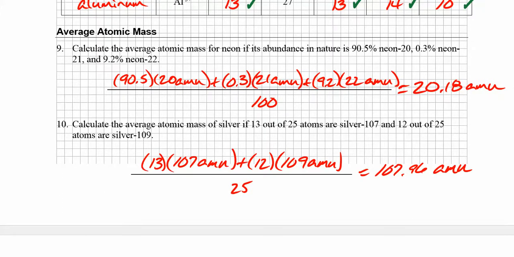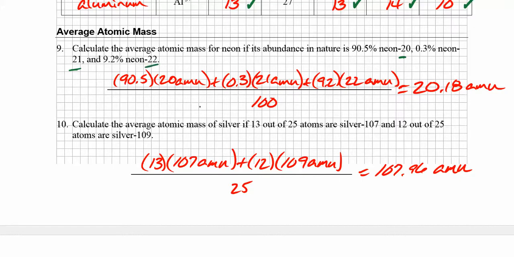Let's look at number 9. Average atomic mass. Remember that to determine the average atomic mass, I'm going to need to do a calculation in which I determine a weighted average. Let's take a look at this problem. Number 9 says this. Calculate the average atomic mass for neon if its abundance in nature is 90.5% neon 20, that's one of the isotopes, 0.3% neon 21, that's the second isotope, and 9.2% neon 22, there's our third isotope.